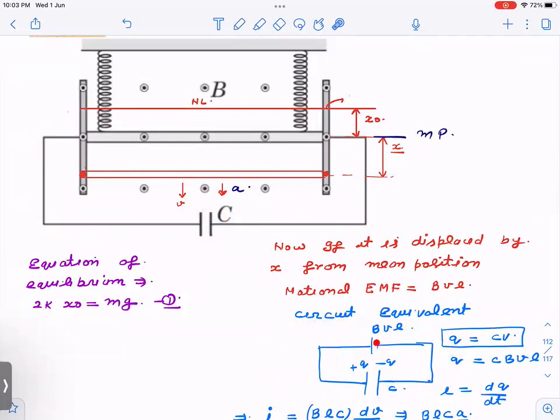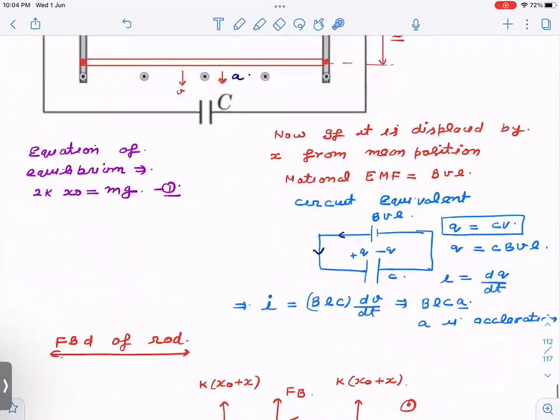So if you have only one battery and only one capacitor, Q equal to CV. What is V? V is the voltage difference, which is BvL. So Q equal to C times BvL. And now, if I have to find the current here, the current in this will be what? dQ by dt. So current is dQ by dt. dQ by dt is how much? B constant, L constant, C constant, dv by dt, right? So this is what I have written here. dv by dt is the acceleration of the rod. So this is the current. Now, this part is done.